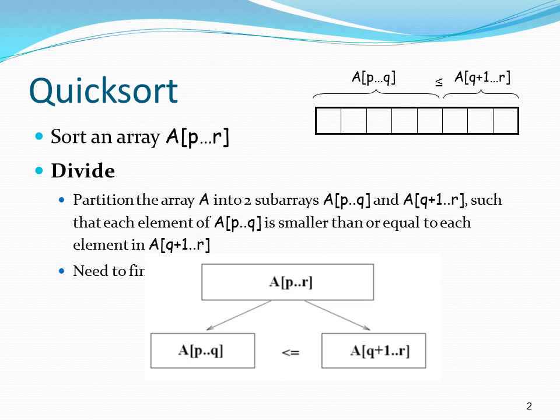Divide: partition the array into two arrays, A of P to Q and A of Q plus 1 to R, such that each element of A of P to Q is smaller than or equal to each element in the second half of the array, A of Q plus 1 to R.